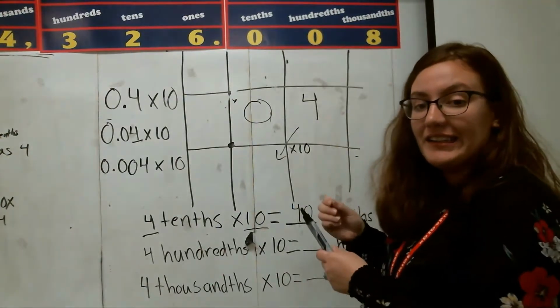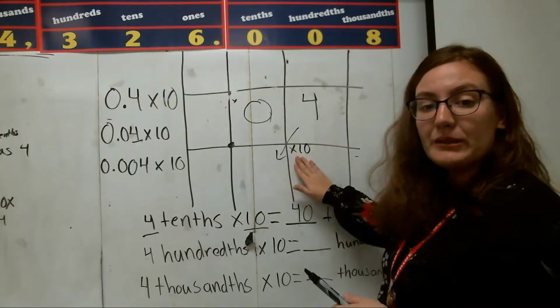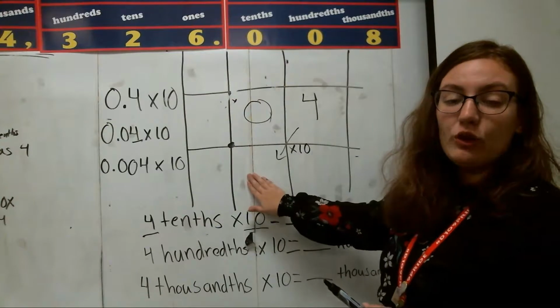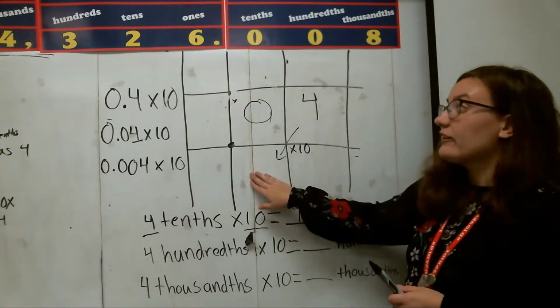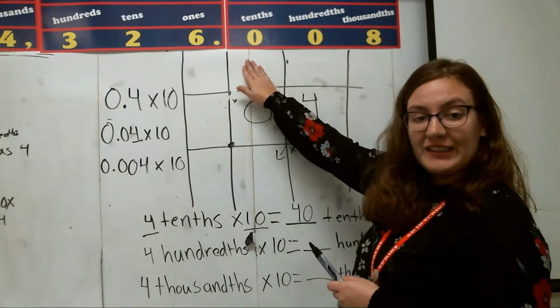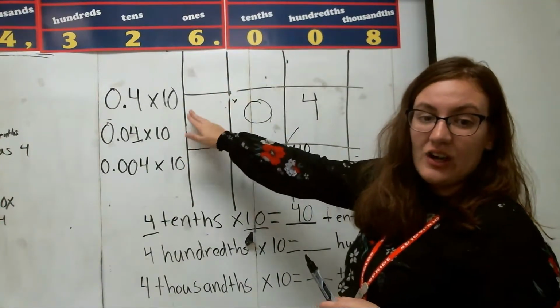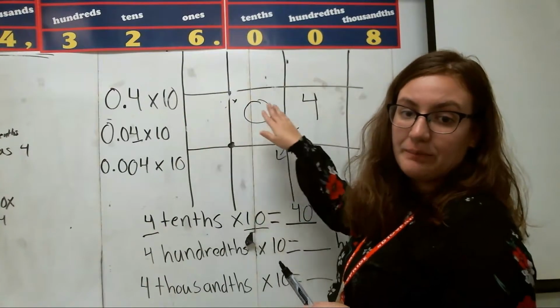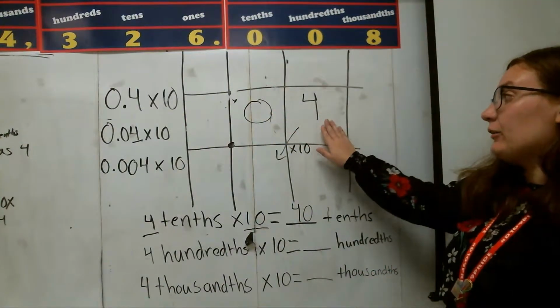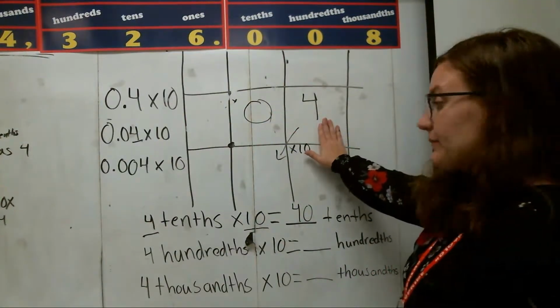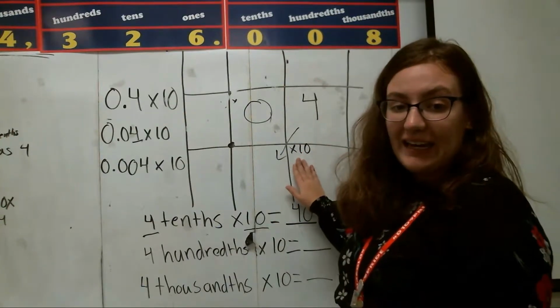And you might start seeing a pattern here. When I multiply by 10, I just want to move over one place value. Just like when I multiplied that 4 tenths, I just moved over one place value into my ones. So right now we have 4 hundredths, and I'm multiplying it by 10.